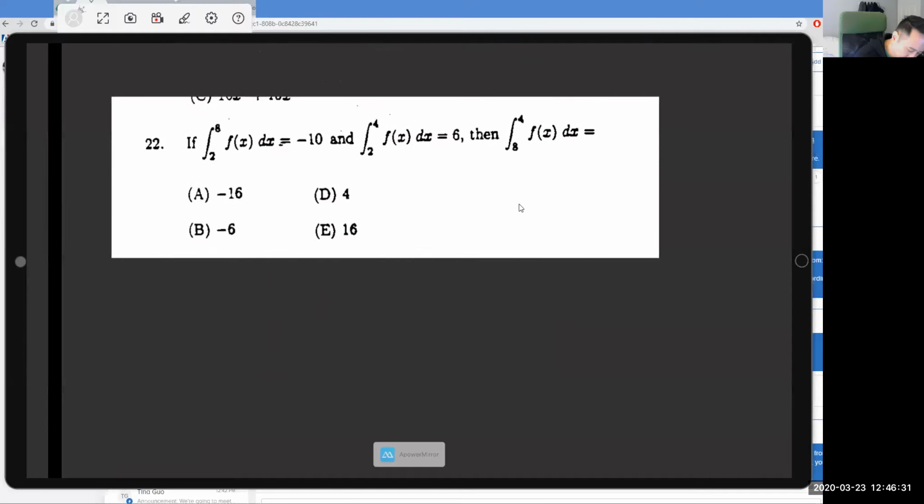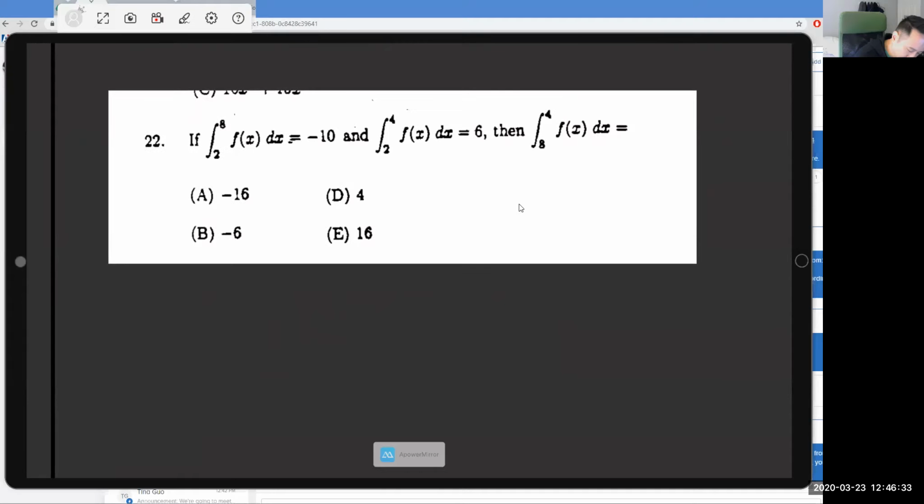My next question is going to be number 22. This looks like a question about those properties of definite integrals. They're looking for integration from 8 to 4. They gave you all this other information, so you have to come up with this. Now, you have integration from 2 to 8, and you have integration from 2 to 4. You're looking for 8 to 4.